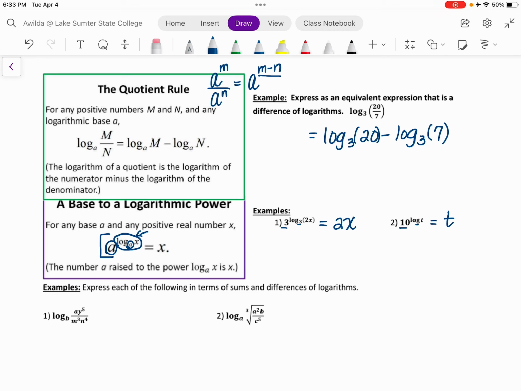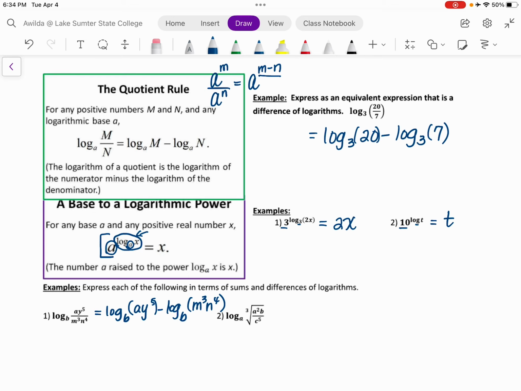What I like to do first is to take care of the products. And here we have a fraction as well. So I'm going to separate the numerator from the denominator using the quotient rule first. So I'm going to write this as logarithm base b of a times y to the 5th power minus logarithm base b of the denominator m cubed times n to the 4th power.